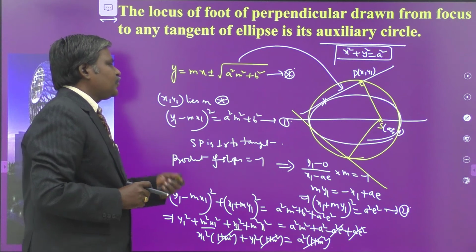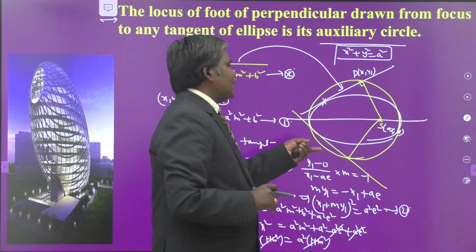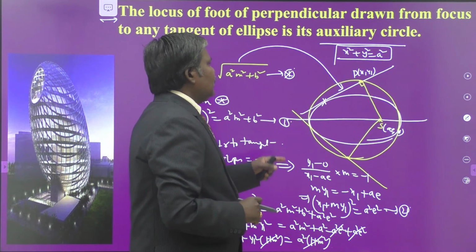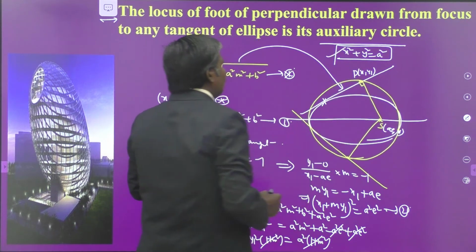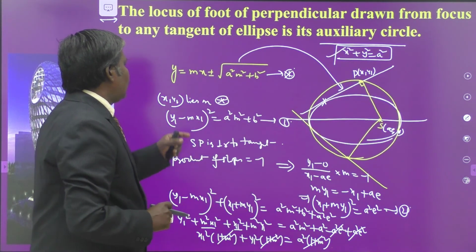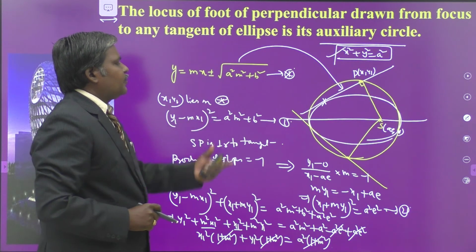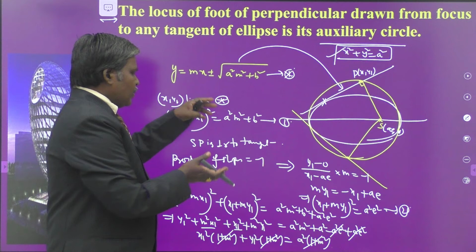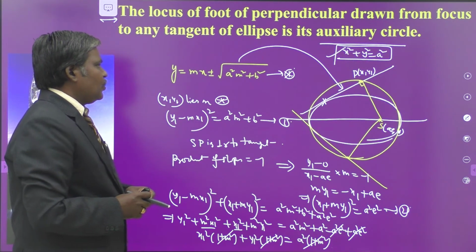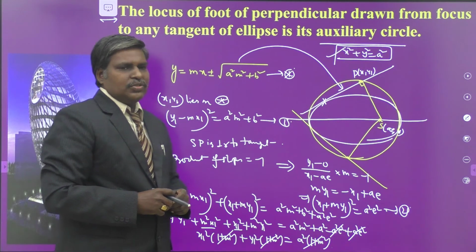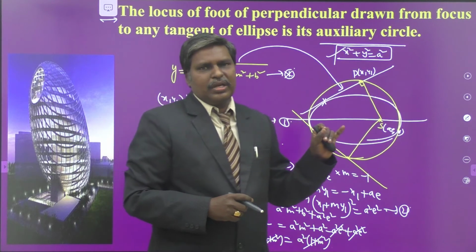So the locus of the foot of the perpendicular drawn from the focus to any tangent of the ellipse is a circle, that is the auxiliary circle, x square plus y square equal to a square. One and only thing is you have to write the general tangent, substitute the foot, and the product of slopes is equal to minus 1. From those two conditions you have to eliminate the unknown value m, then we obtain the locus, x square plus y square equal to a square. So what is the auxiliary circle? x square plus y square equal to a square.